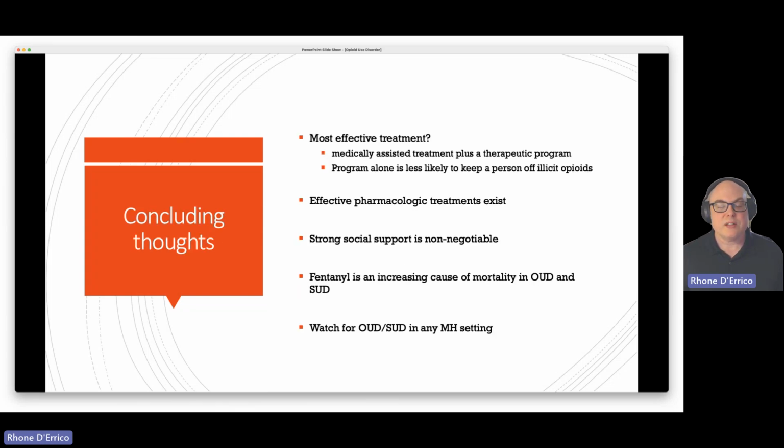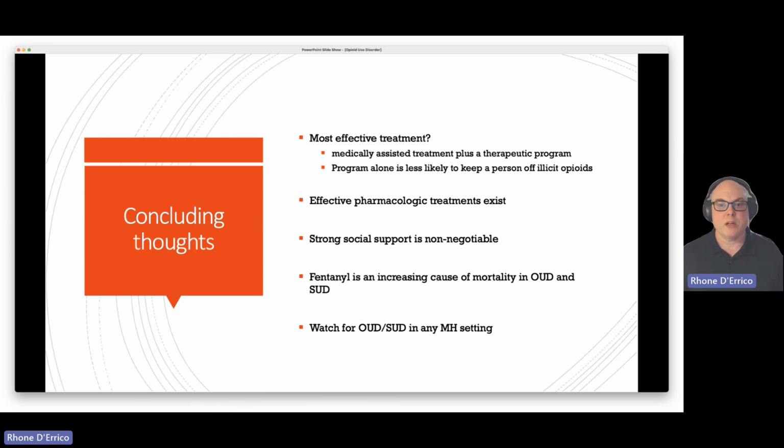So some concluding thoughts. What is the most effective treatment? From what we can see right now, it's medically assisted treatment, especially methadone or buprenorphine or other medications, plus that therapeutic program. You kind of need both. The program alone without the drugs is less likely to keep a person off illicit opioids. The medication assisted treatment is probably a little more effective, comparatively, by itself than program by itself, but it definitely works if it's a package altogether.